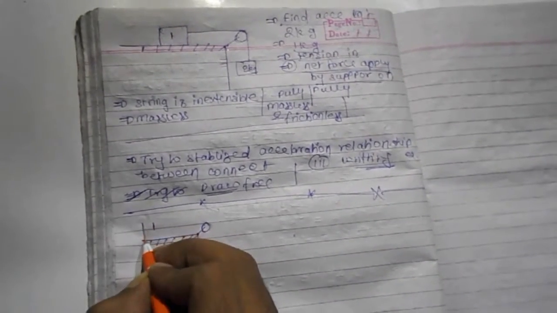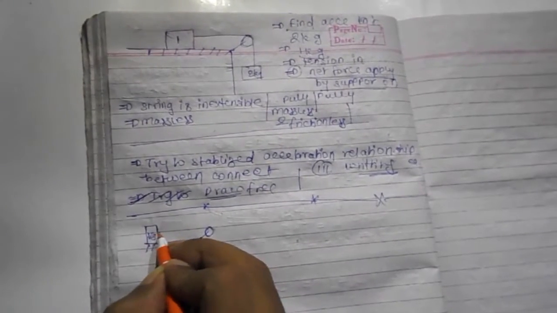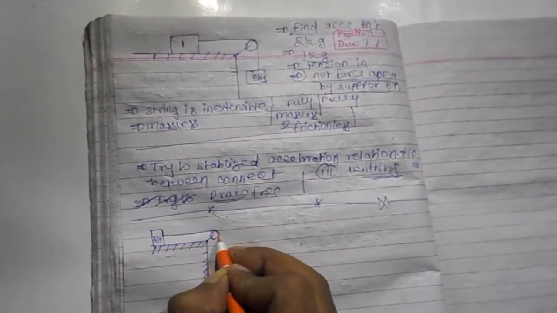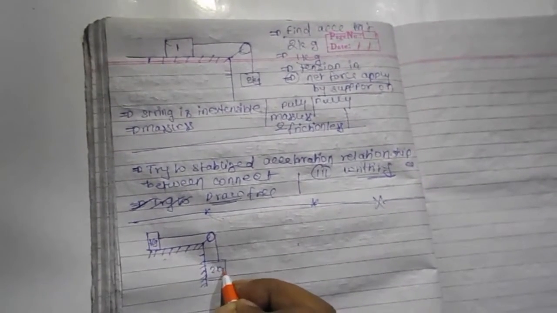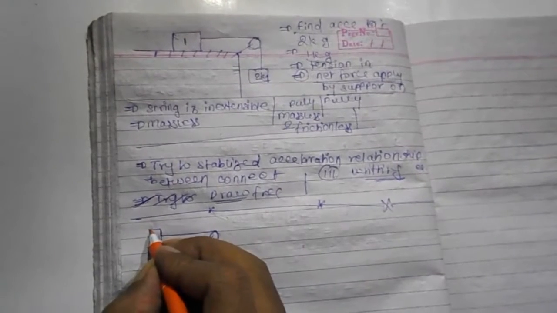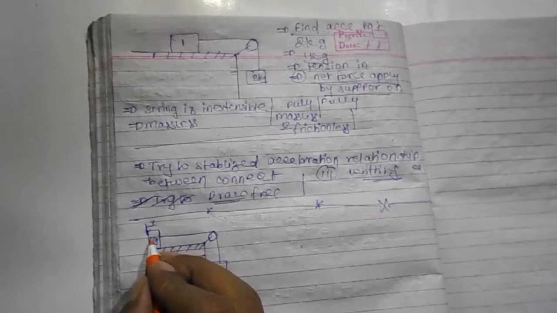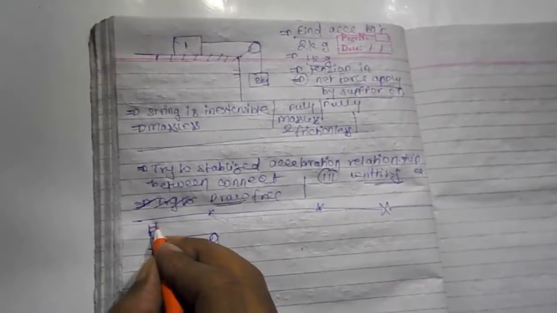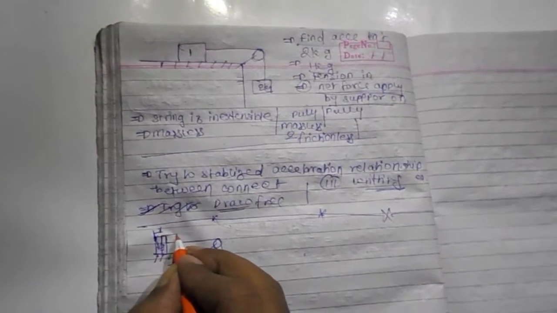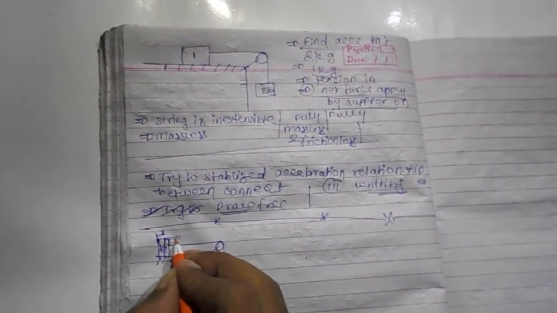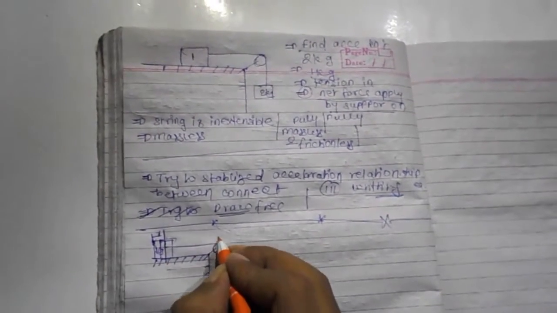So this is the 1 kg block and this is the string, it is attached here, and this is the 2 kg block, and this is the string. Let's suppose this end has moved by amount x, so everything will move by the same amount x.